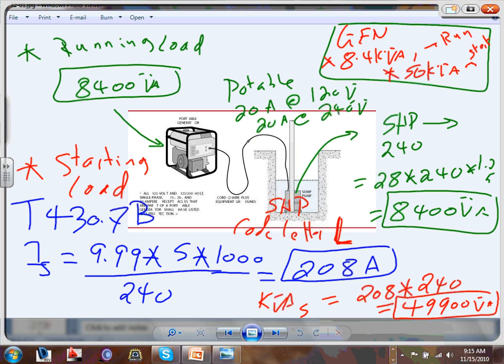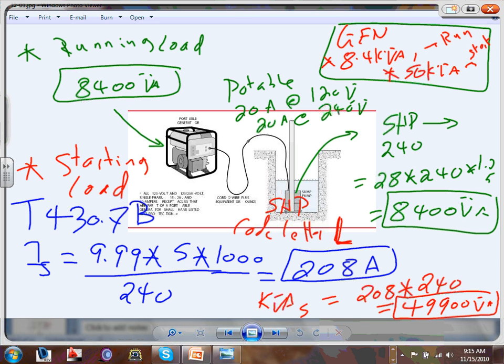So would a 50 kVA generator alone not be good enough? Yes, for this load, 50 kVA start, but only for 10 seconds. Start is only for 10 seconds. Run is forever. So it has to maintain 8.4 kVA after.